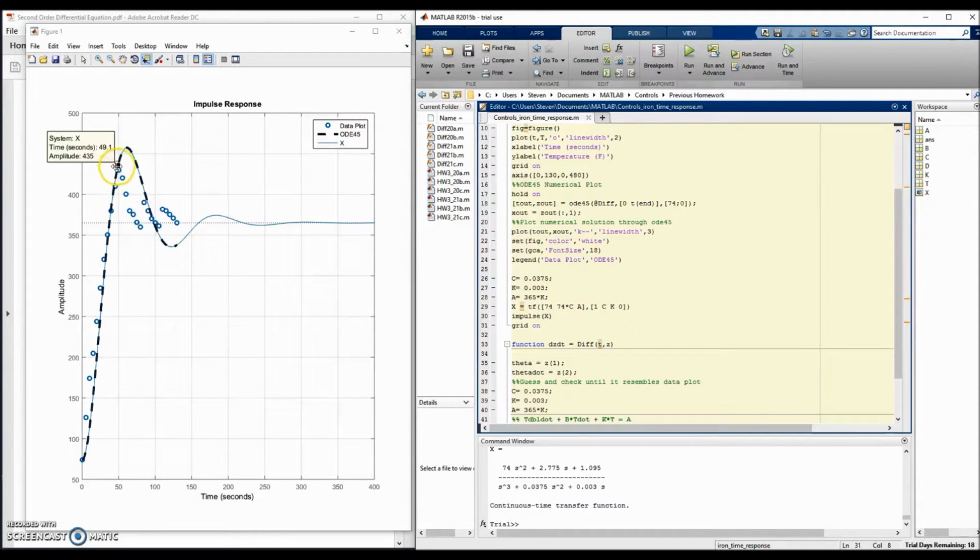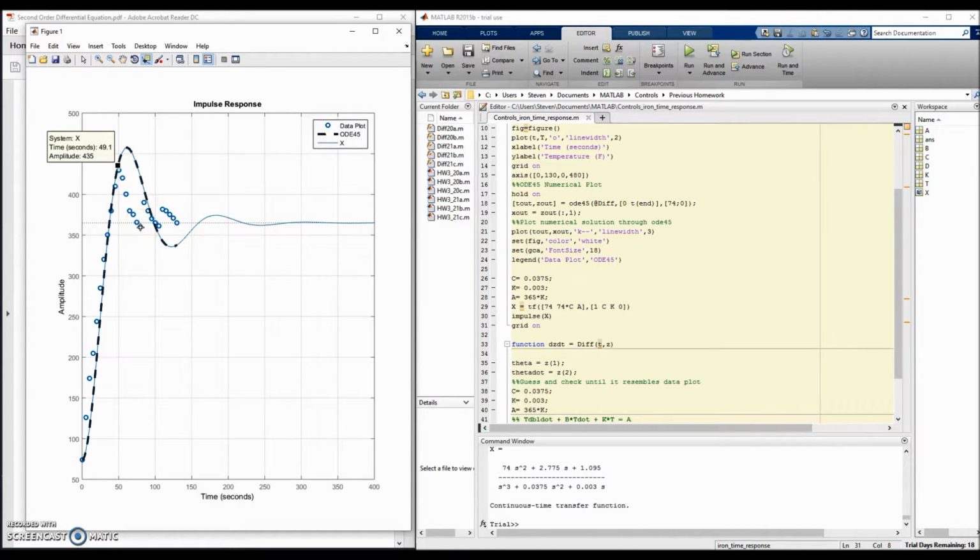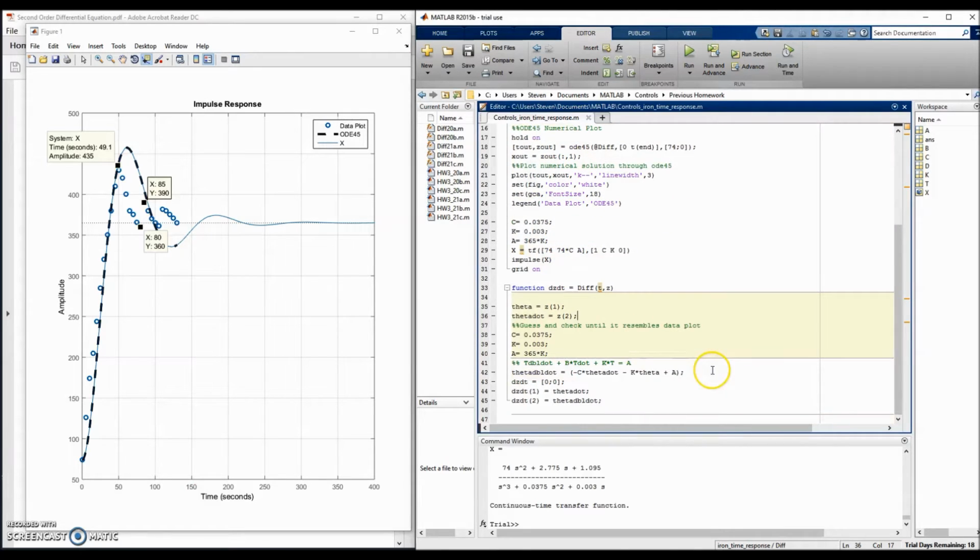And we notice that it reaches its max temp, and then it drops down to about 360 degrees and goes back up to 390 degrees. So it looks like it hits that peak of 435 degrees Fahrenheit, and then it'll begin to oscillate between 360 and 390 degrees Fahrenheit. Now you can also see that our data ends at about 130 seconds, and that's why we have this cutoff right here. And that's it.